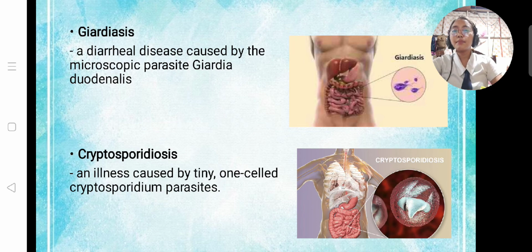Next is cryptosporidiosis, an illness caused by the tiny one-celled Cryptosporidium parasite. When Cryptosporidium enters your body, it travels to your small intestine and then burrows into the walls. The most common symptoms of cryptosporidiosis are watery diarrhea, stomach cramps or pain, dehydration, vomiting, and fever.